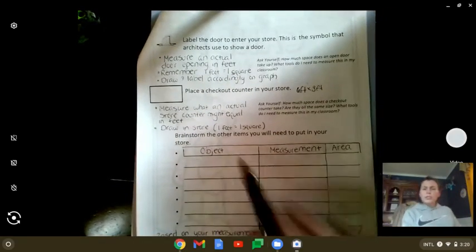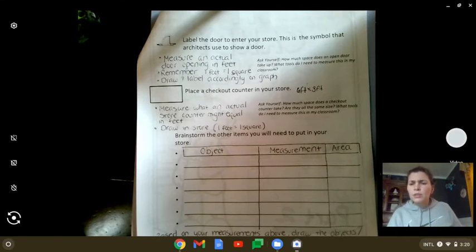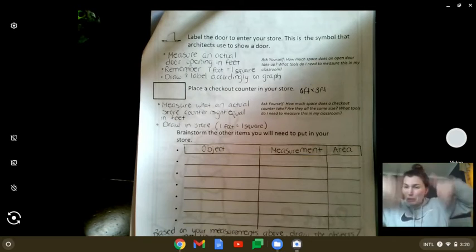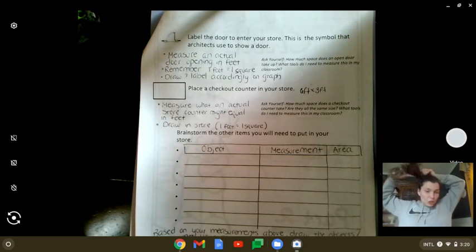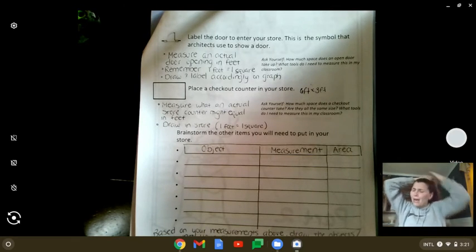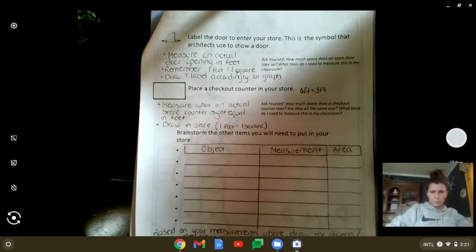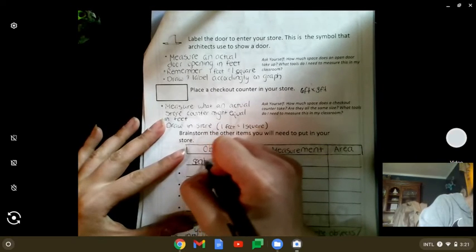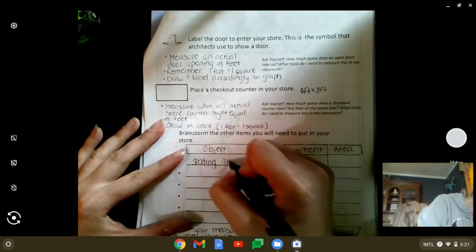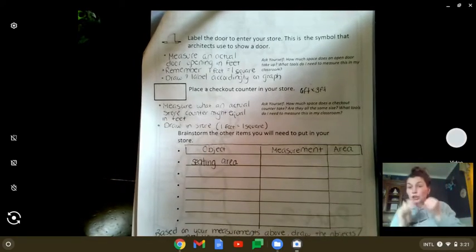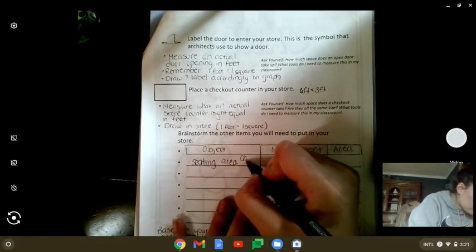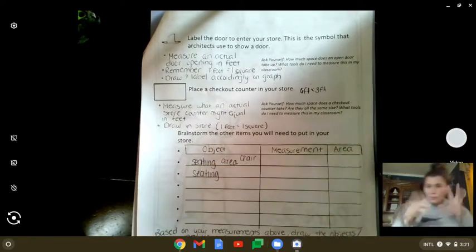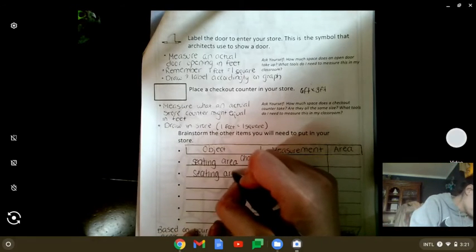So now we need to brainstorm other items you will need to put in your store. This doesn't mean the displays, what you're going to put your candy on. This just means what other things you may have in your store. Miss Sharp wants a seating area, so little places for people to eat. That means a chair. So I'm going to write chair, seating area chair, and seating area table, because I want people to be able to sit and eat their candy.